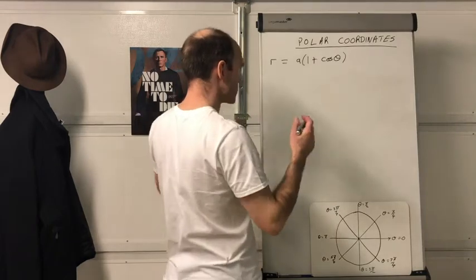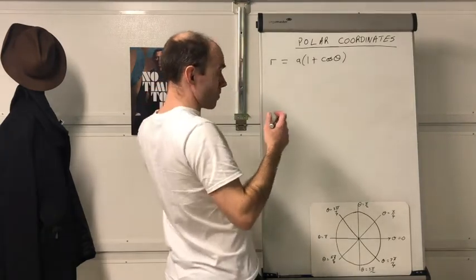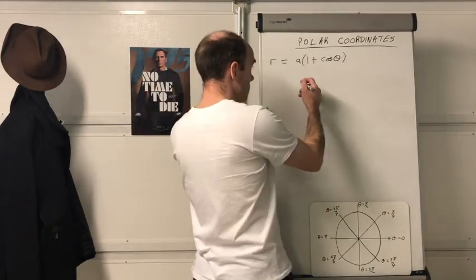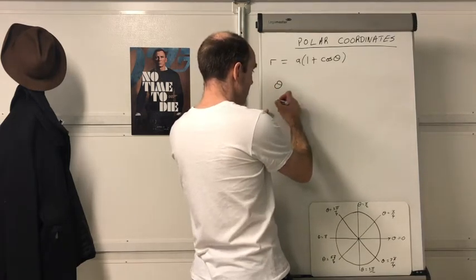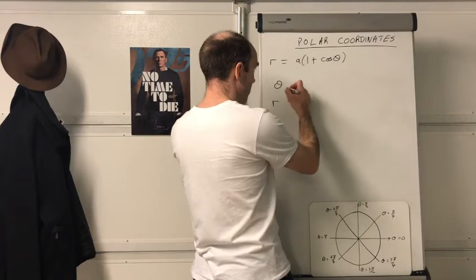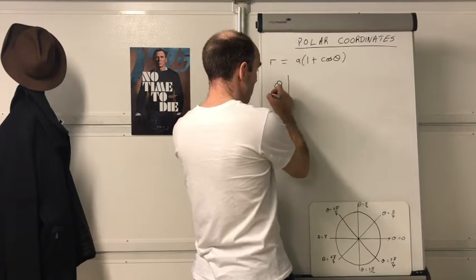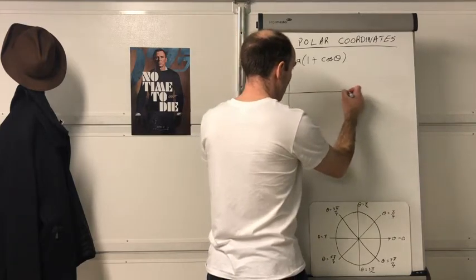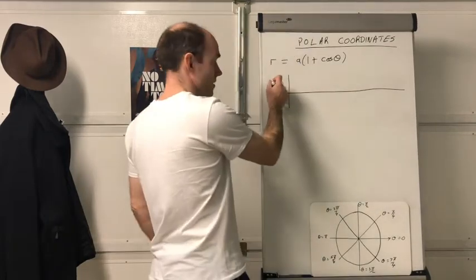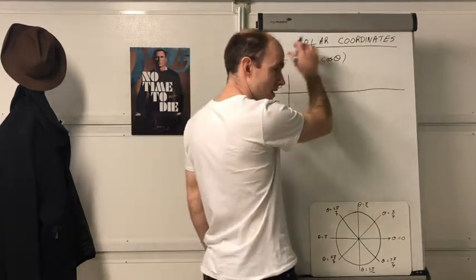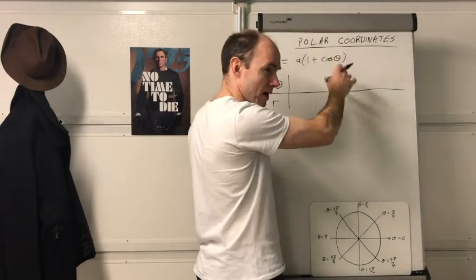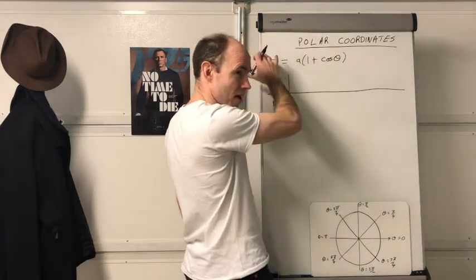Now what I was going to say was, if you're not sure what's going on, you use a table of values. So I'm going to put theta and r. Why have I done it that way around? Well, theta really is the independent variable. Remember, you normally have a Cartesian equation y equals something in terms of x. You've got x coordinates you put in, find the y values.